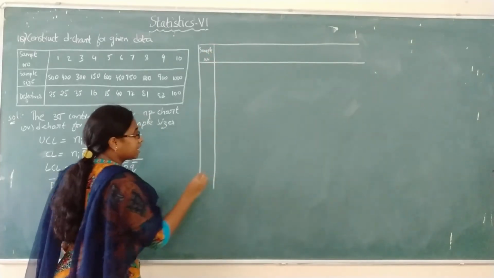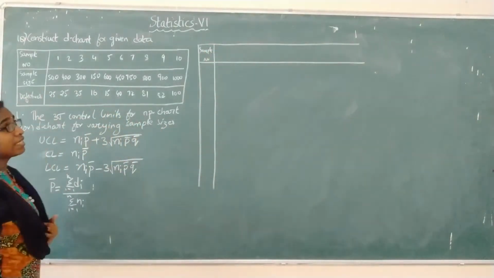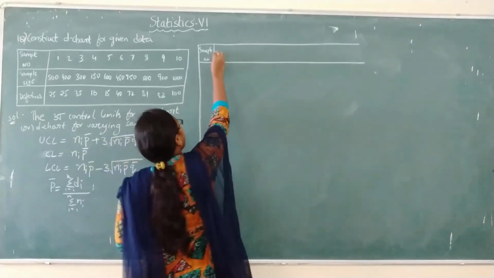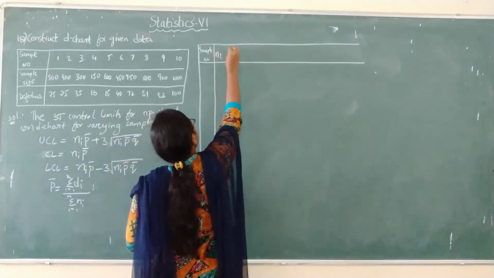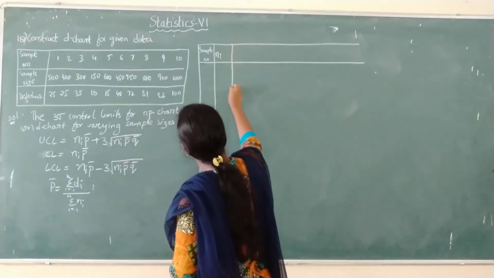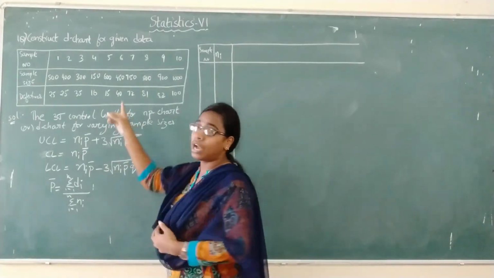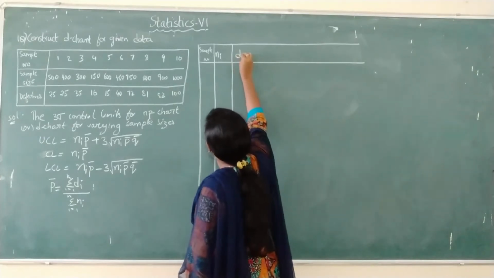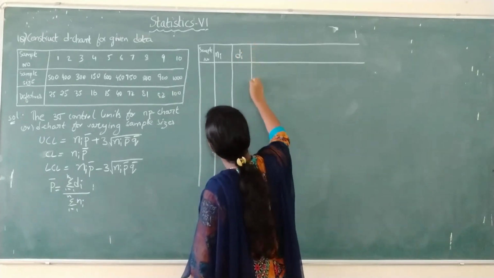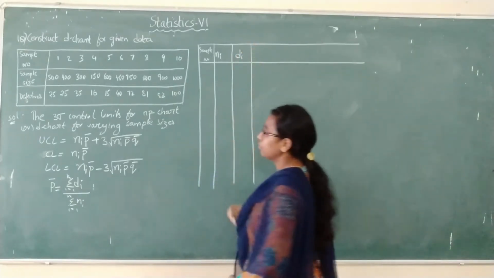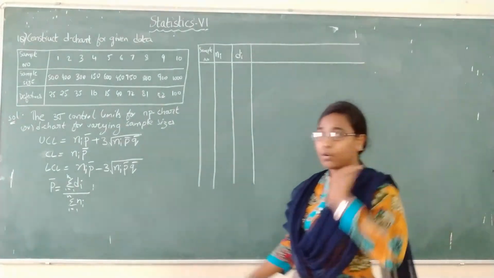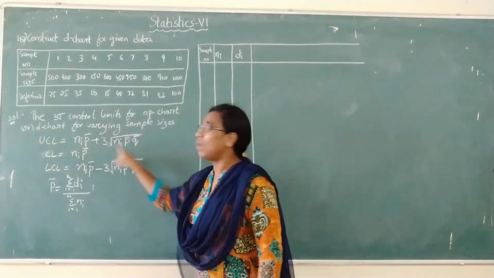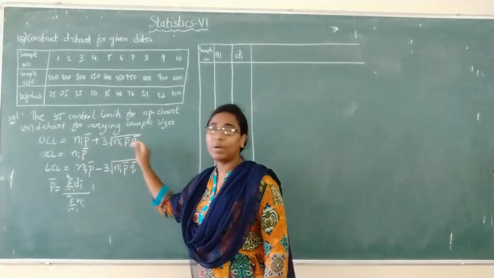So next we will write the sample size, that is the Ni values. Write down the sample sizes. And next you have to write the defectives, that is the Di values. So write down the given defectives. Then after that, if you observe the control limits, this value plus this value, or this value minus this value.